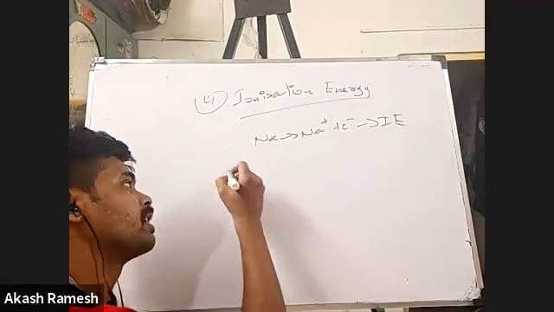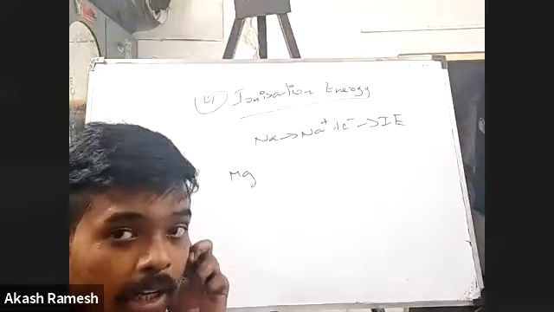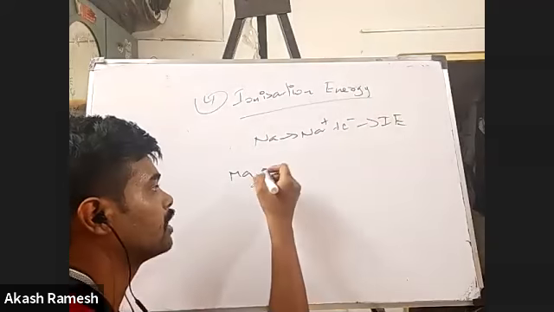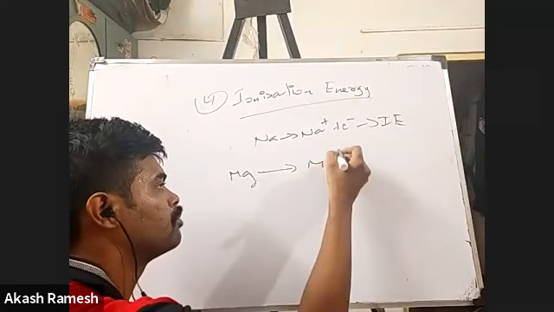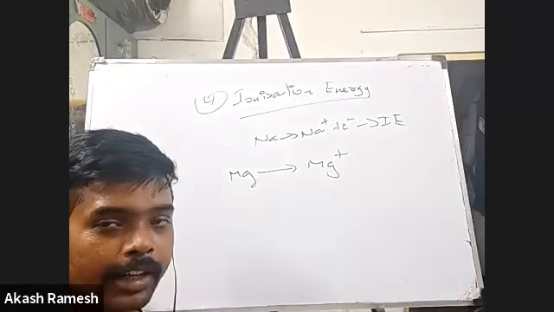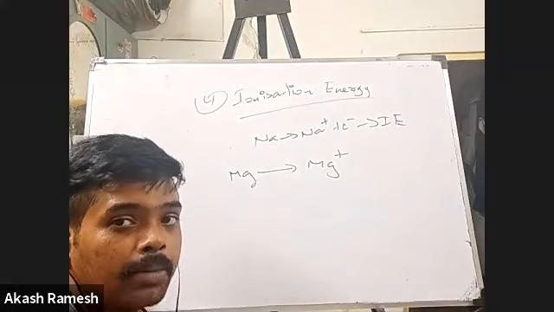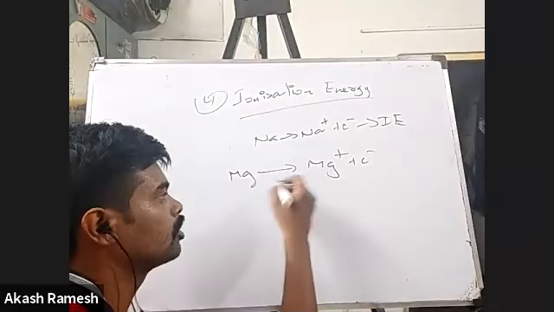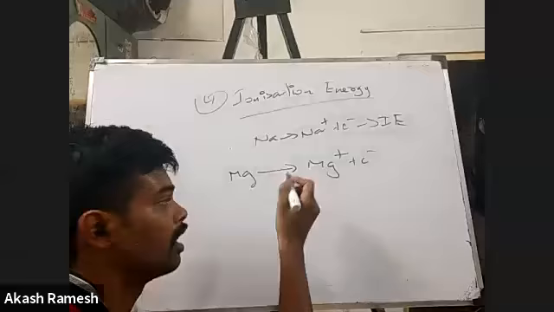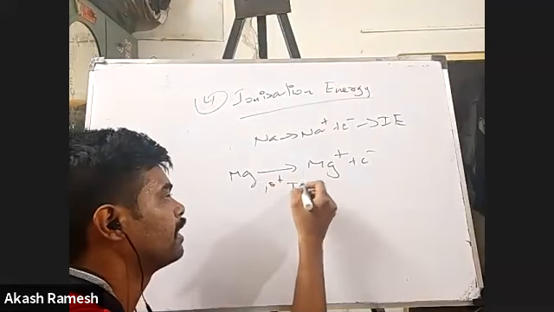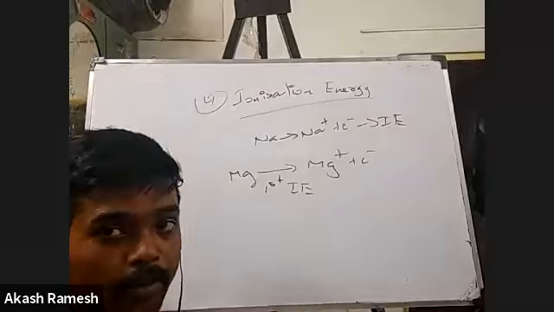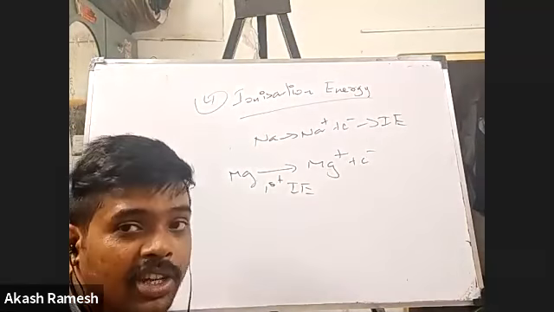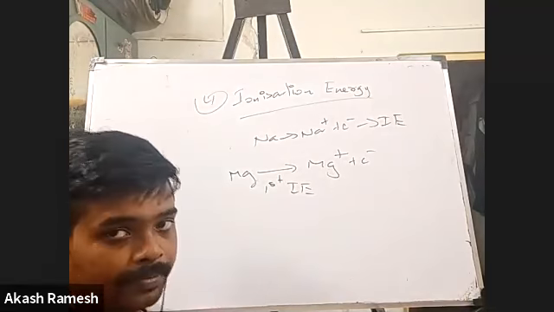But if I go for magnesium, it has two valence electrons, right? First, Mg has to form Mg plus. In this case, I removed an electron, so the energy supplied here is going to be called the first ionization energy for magnesium.